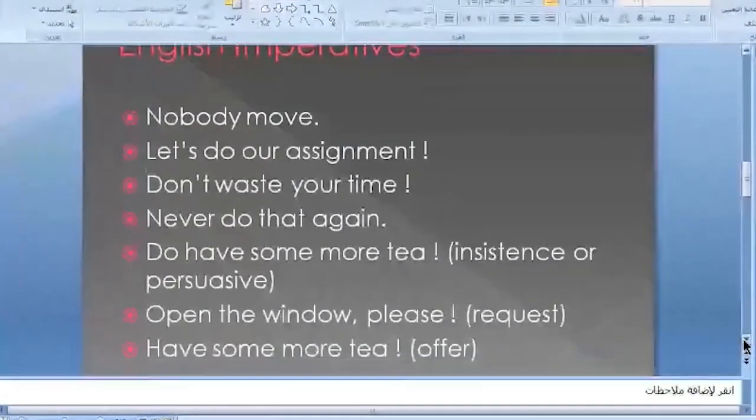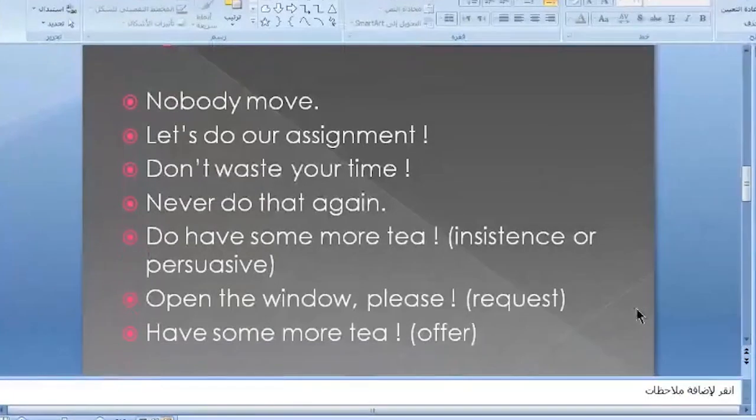Another function of using imperatives is to give an offer. تعرض شيئا، تعرض مساعدة، تعرض مأكلا، تعرض مشربا، أي شيء. The form is an imperative، يعني الشكل مالتها أمر. But the function is what? It is an offer. I am offering some more tea to you. That's why I say "Have some more tea."